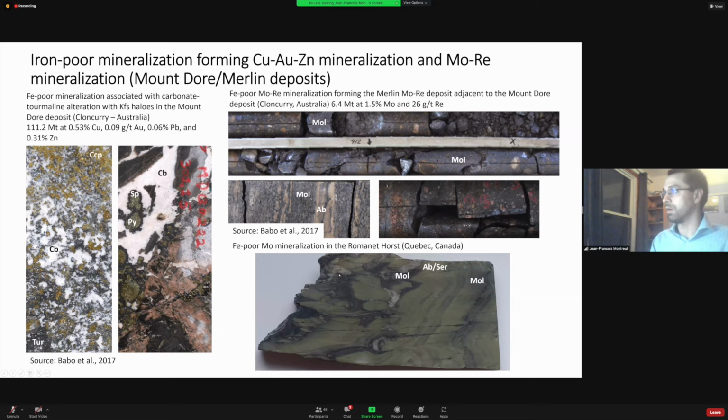We have observed in the Romanet Horst a mineralization style that could represent the incipient stage or a potential analog to what the Merlin deposit is, but not to the scale and size. Here we have the sedimentary rocks, and we can start to see a selective molybdenite replacement of some of these metasomatic sedimentary beds, overprinting this albitized and then sericitized sedimentary unit.